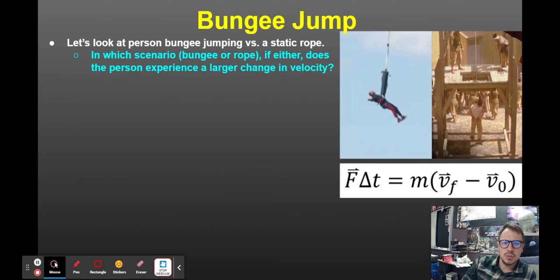So let's look at a bungee rope versus a static rope. In which of these scenarios does that person experience a larger change in velocity? Well, either way, assuming the same person falling from the same height, it's going to be the same, because either way they come to rest, right?